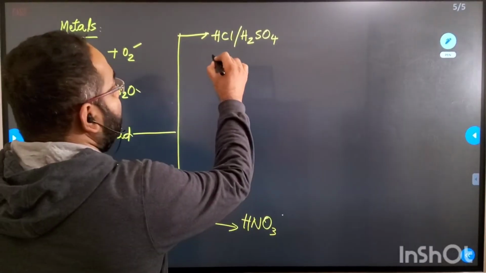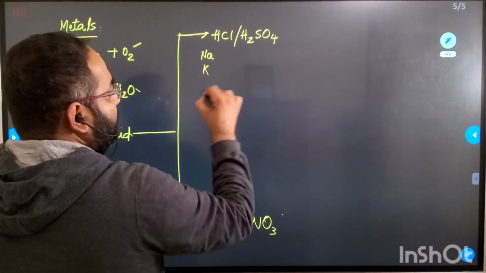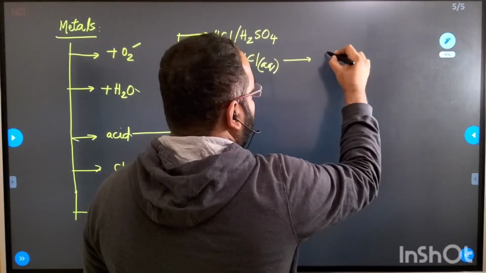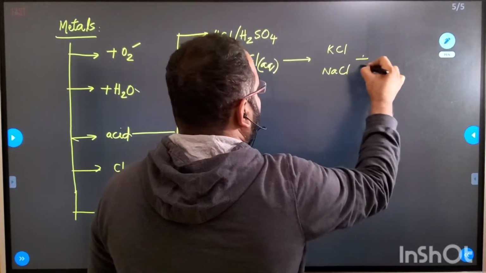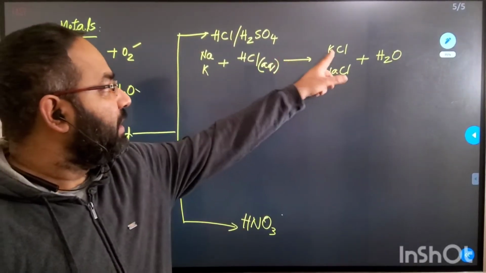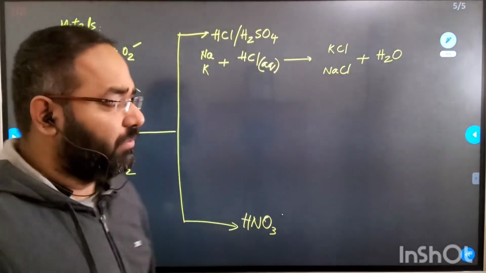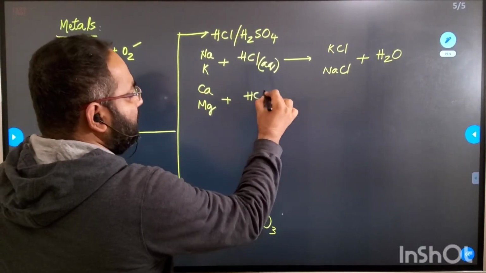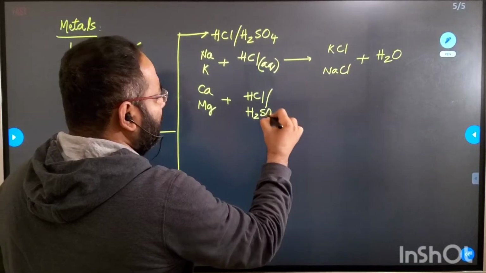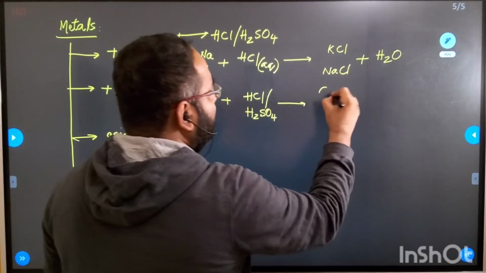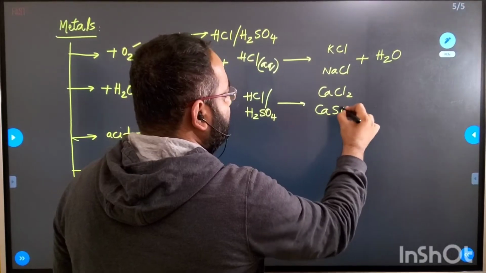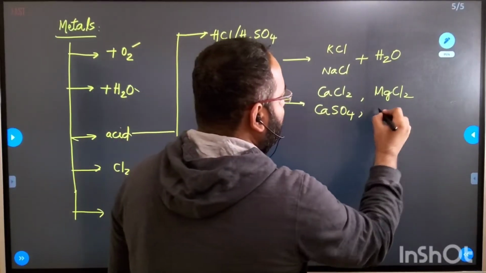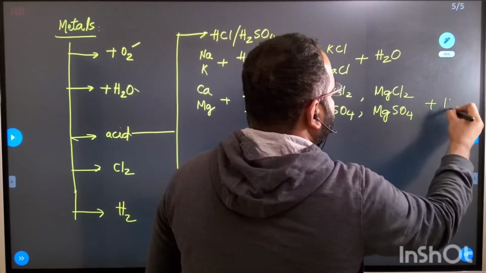For example, if I take a strong metal like sodium or potassium and make it react with HCl, which is hydrochloric acid, I'm immediately going to get the salt, which is going to be KCl or NaCl along with hydrogen gas. So potassium will give me KCl, sodium will give me NaCl. Just ignore the sequence in which I put it. Alright. Similarly, if I take calcium or magnesium and add HCl, or even H2SO4, I'm going to get the salt. If I use HCl, I'm going to get CaCl2. If I use H2SO4, I'll get CaSO4. Similarly, if I use Mg and HCl, I'll get MgCl2. If I use Mg and H2SO4, I'll get MgSO4. Along with this, I'll also get hydrogen gas.